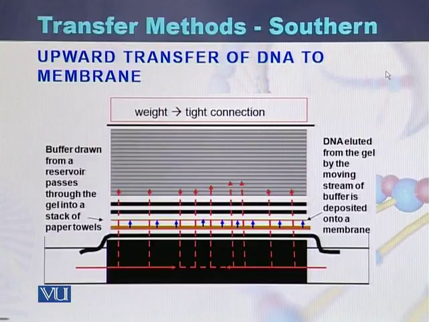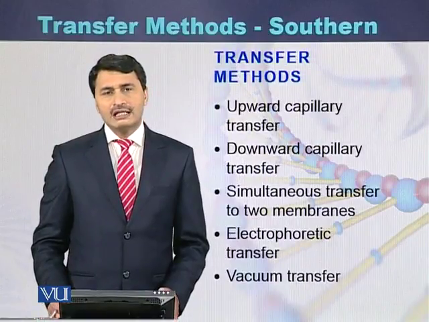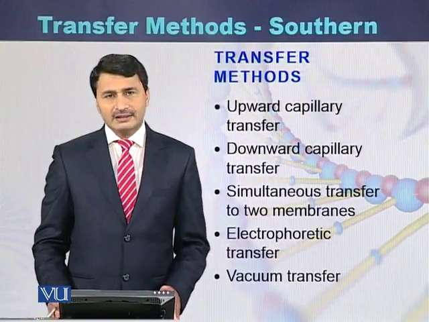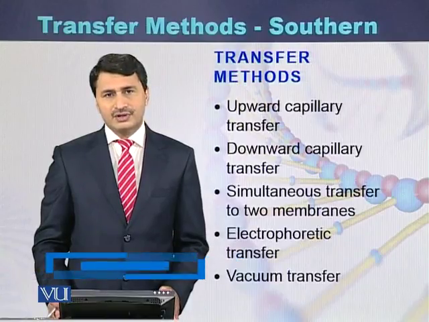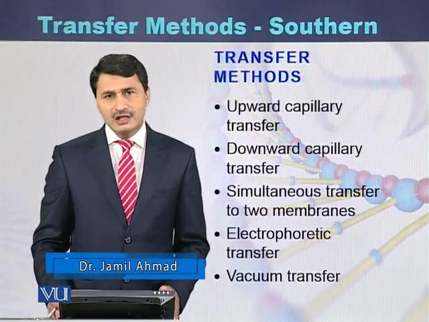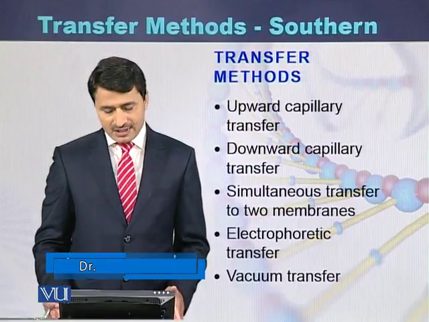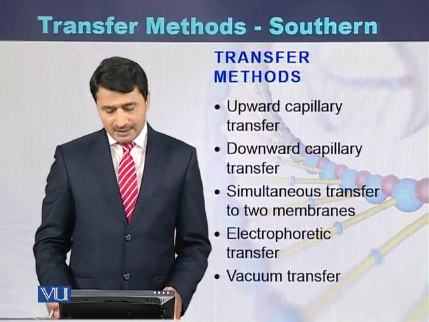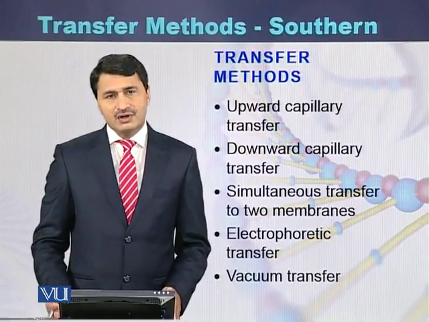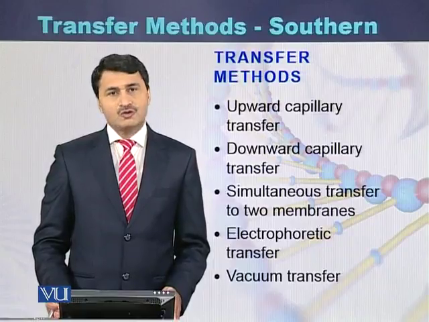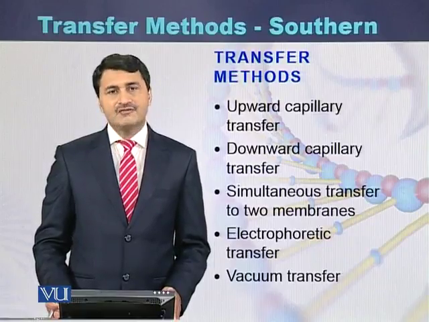So this is also one of the common methods used for transfer of bands from gel to the membrane in case of Southern blotting. To conclude, there are different methods by which we can transfer DNA bands from the gel to the membrane. The most common methods are upward capillary transfer, downward capillary transfer, simultaneous transfer to two membranes, electrophoretic transfer, as well as vacuum transfer.